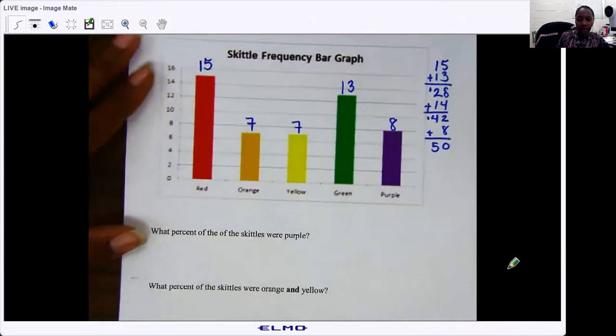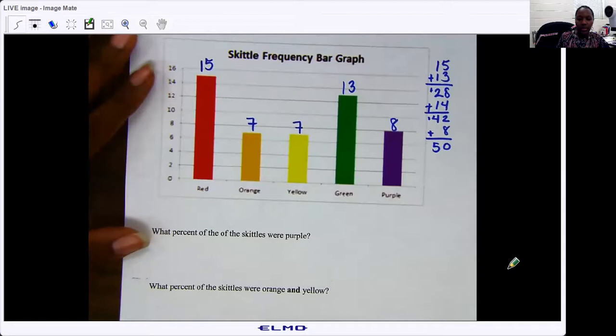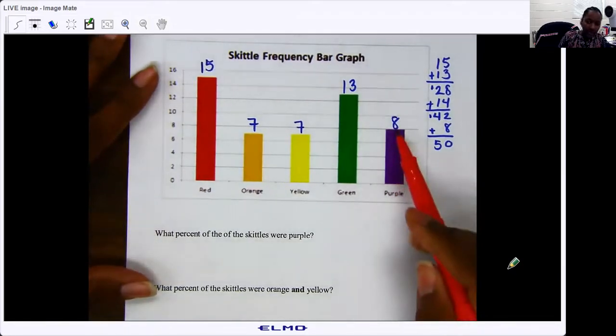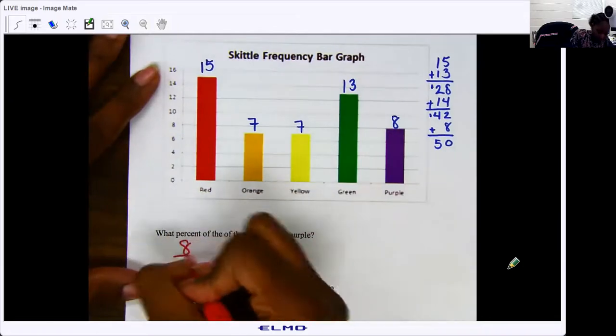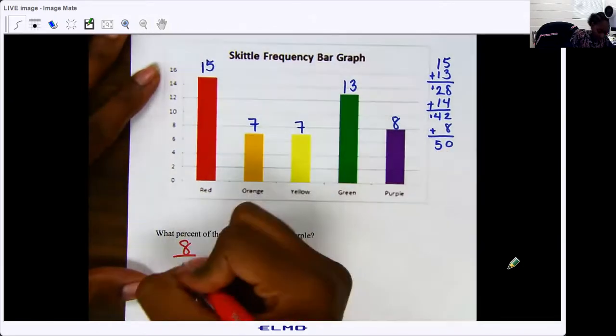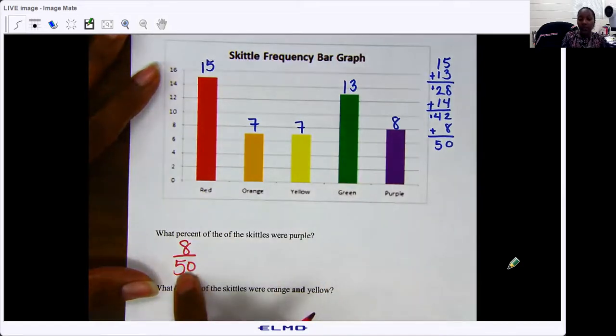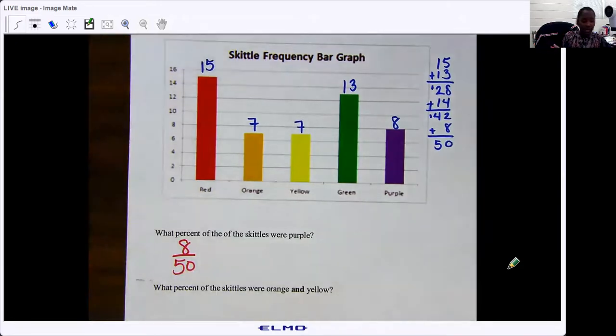Now we can look at our question. It says, what percent of the Skittles were purple? So I'm going to look, my purple says 8, and that's going to be out of 50 because that's how many were in there. Remember, the first thing you want to look for is to see if you can make that denominator equal to 100. Because if you can make it equal to 100, you save yourself a lot of work here.